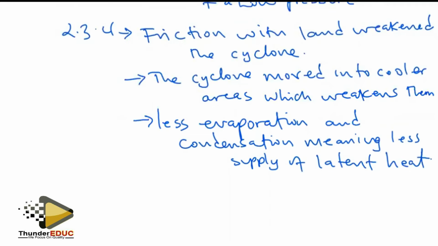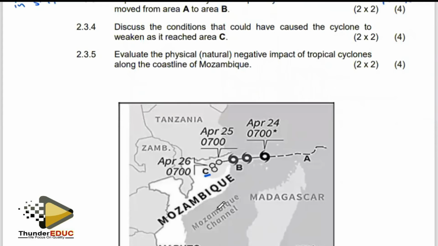So let's check again. At point C would have been the reason which caused the cyclone to weaken. We spoke about friction with the land, the supply of latent heat, moving into cooler areas, among others. So for now, I think we shall go with those factors.